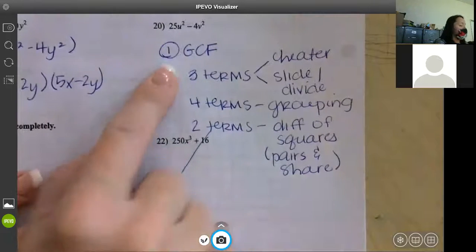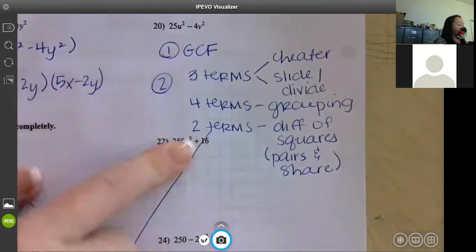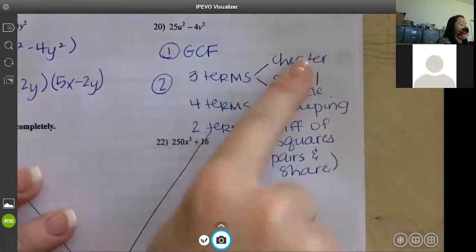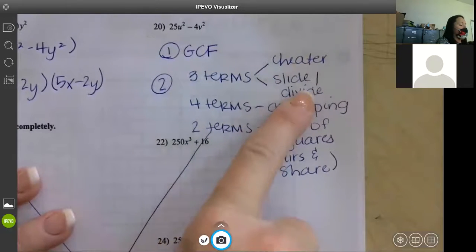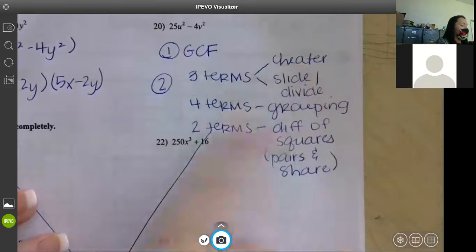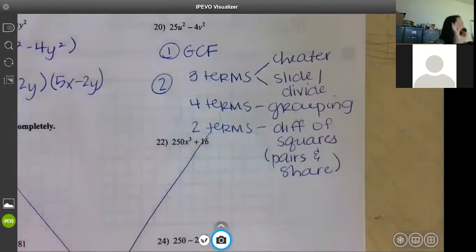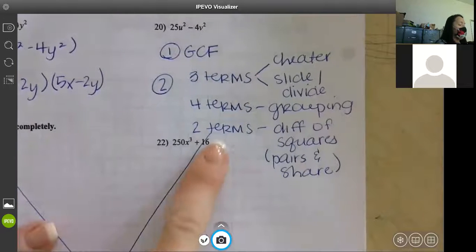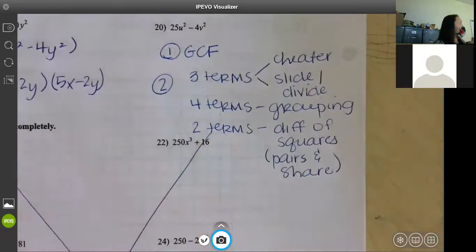The first thing you're going to do is look for GCF, and then you're going to look to see how many terms it is. If it's 3 terms, does it have a number in front or not? If it has a number in front, it's slide and divide. If it doesn't, we're just doing cheater method from our calculator. If it's 4 terms, you group the first 2 and the last 2. And then if it's 2 terms, you may be done if it has a plus in the middle, but if it has a minus, it could be pairs and shares. If it's not, then you're just done at GCF. So don't freak out about that.